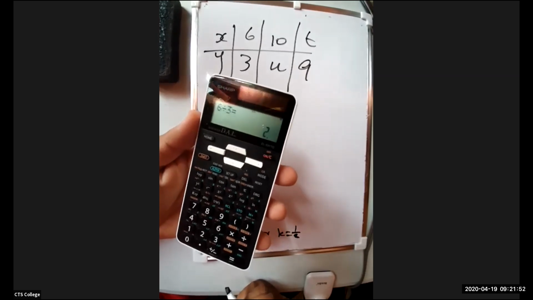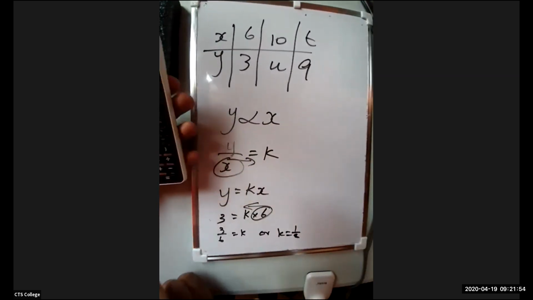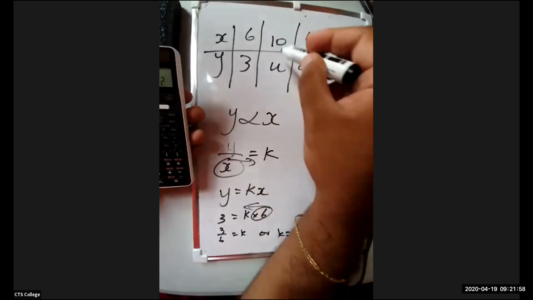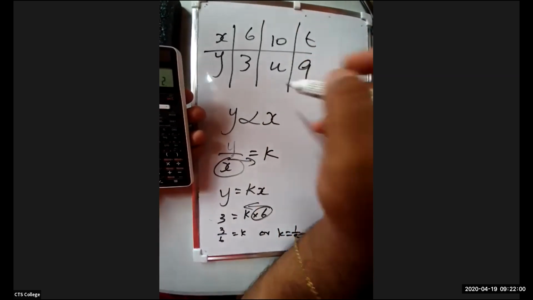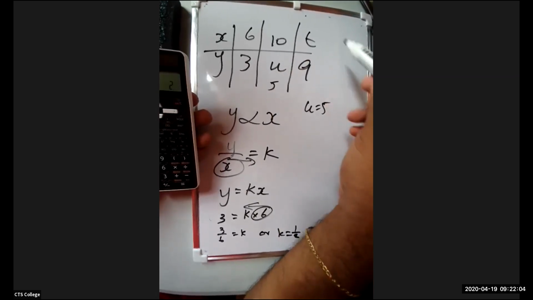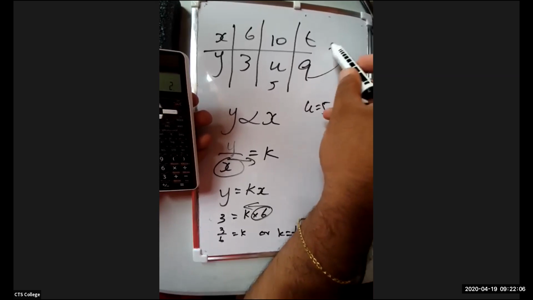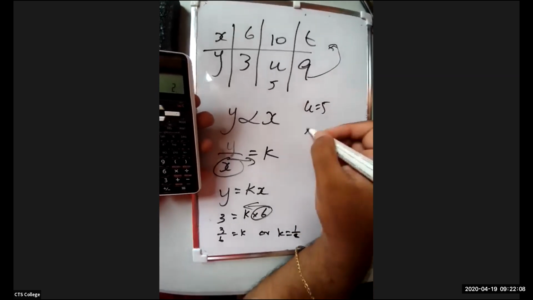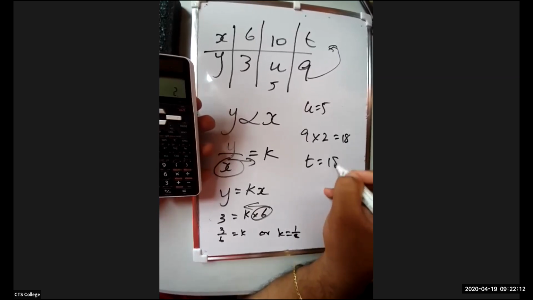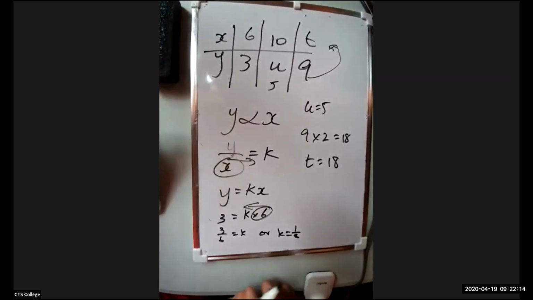Yes, sir. All right. So that means that 10 divided by 2 will give us 5. So u is 5. And of course, if we want the other way around, we have to multiply by the constant of variation. So it's 9 multiplied by 2, which is 18. So t is equal to 18.